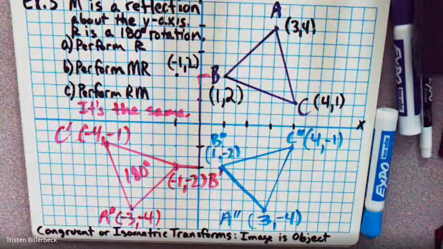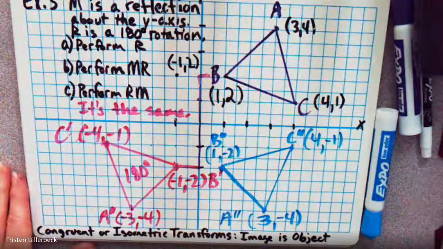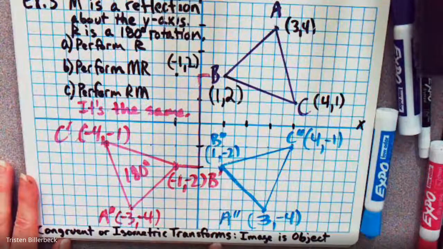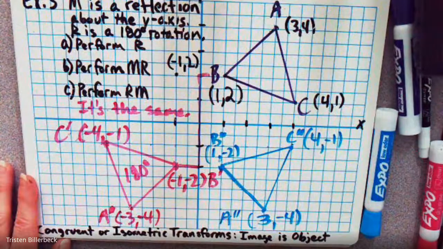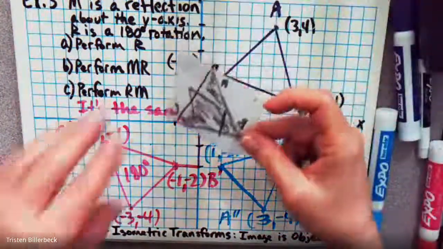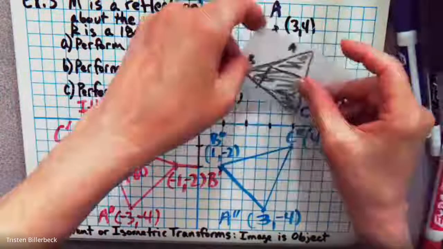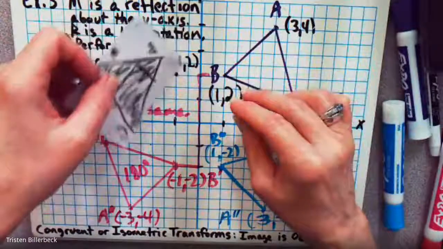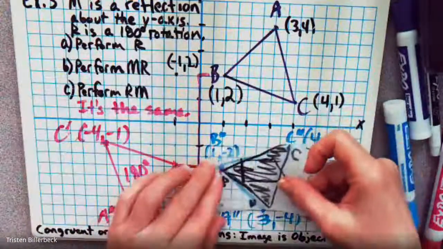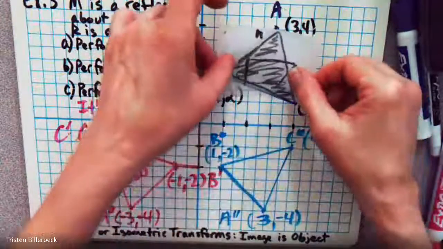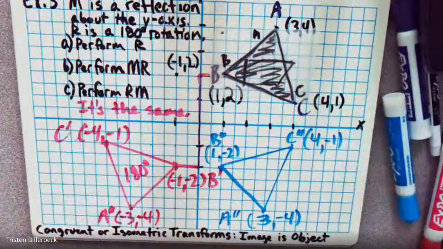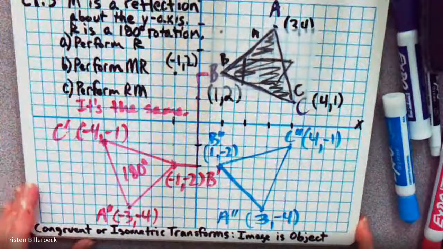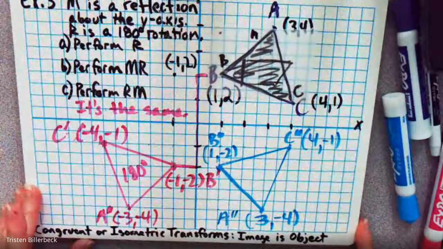So the other thing I want to bring up is a congruent or isometric transformation. That's where the image is the object. So let's say we went from here to here and rotated around here, and then we reflected over the y-axis back to here. That would be considered an isometric transformation or a congruent transformation, okay?